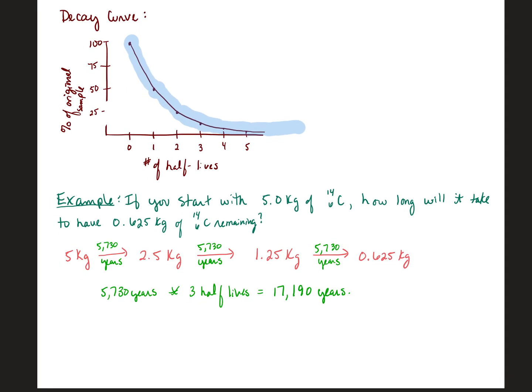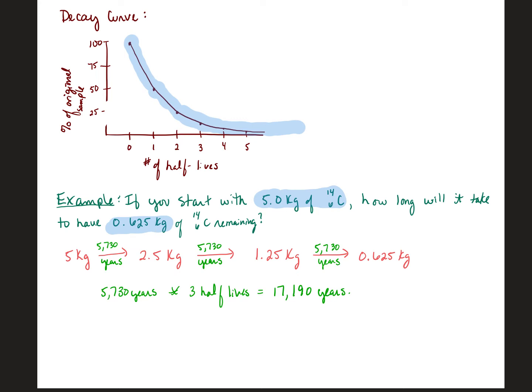So let's say that you're trying to make this a mathematical relationship. If we start with 5 kilograms of carbon-14, and this question is asking how long it will take to have 0.625 kilograms, there is an equation that goes along with that. But for the purposes of this course, we're just going to count down how much we start with and figure out how many half-lives that is.